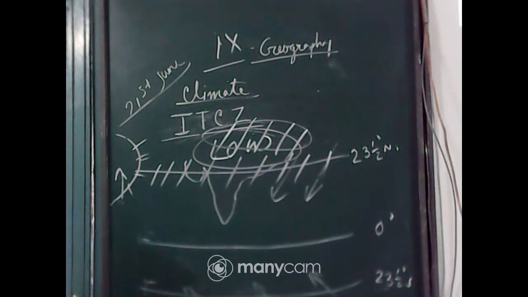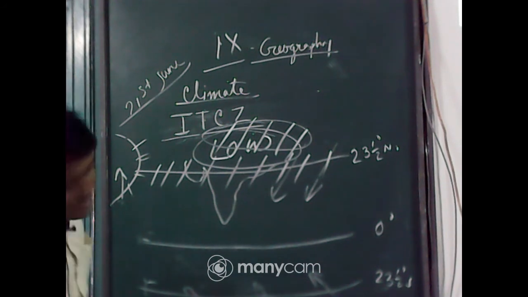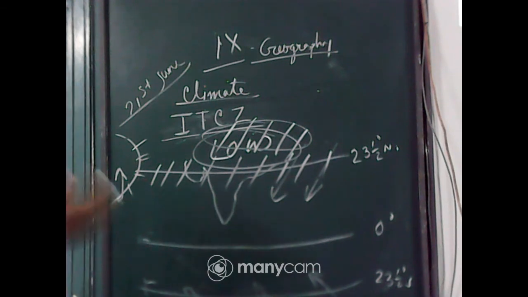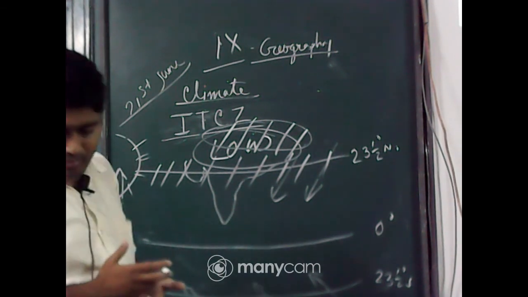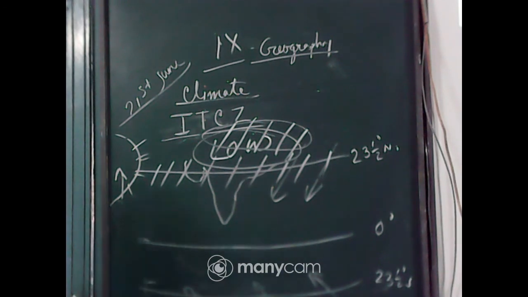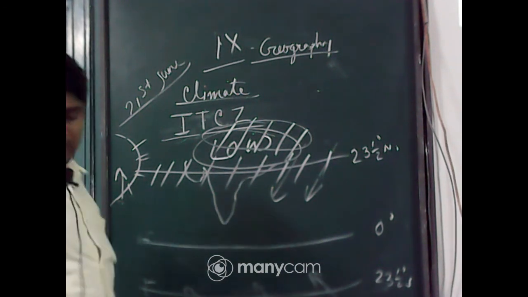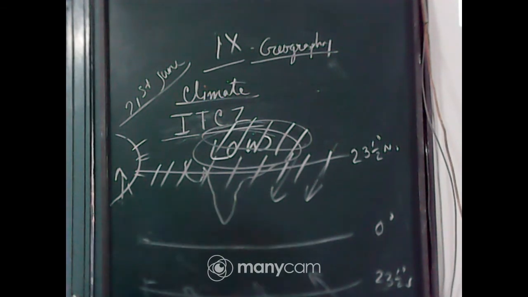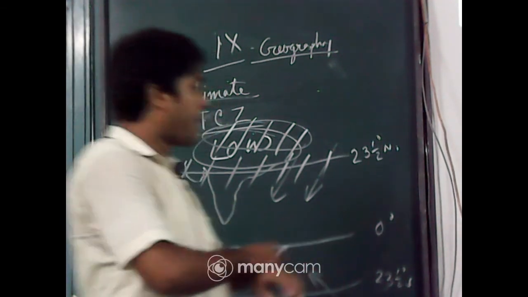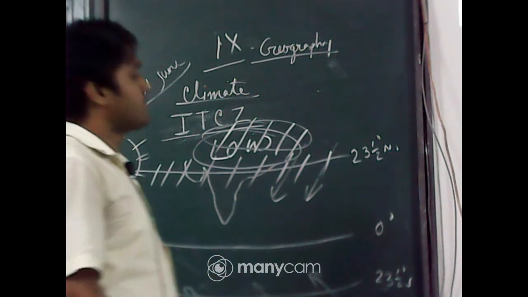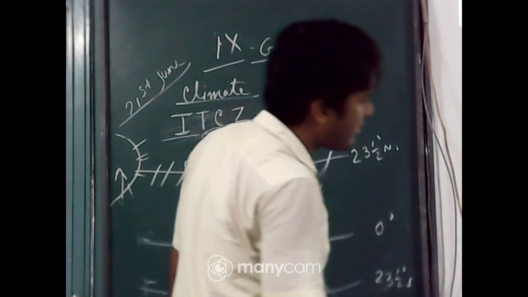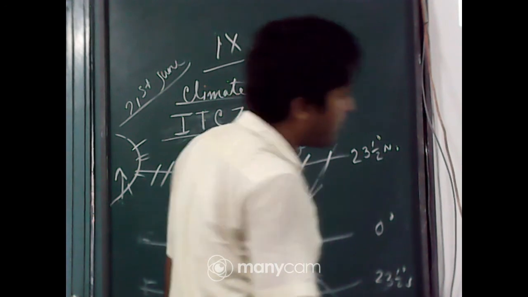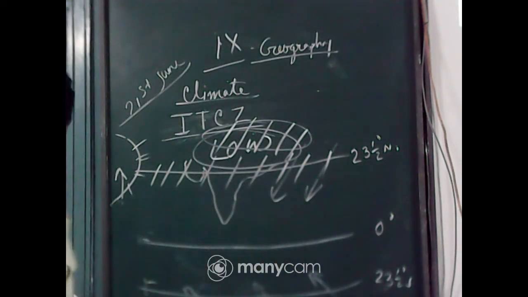Very important, this point. There are 5 points, each and every point you have to remember. What is the mechanism of the Indian monsoon? What is the factor or mechanism? These are the important parts. At this point, the 5th point. Point number 5 is E.